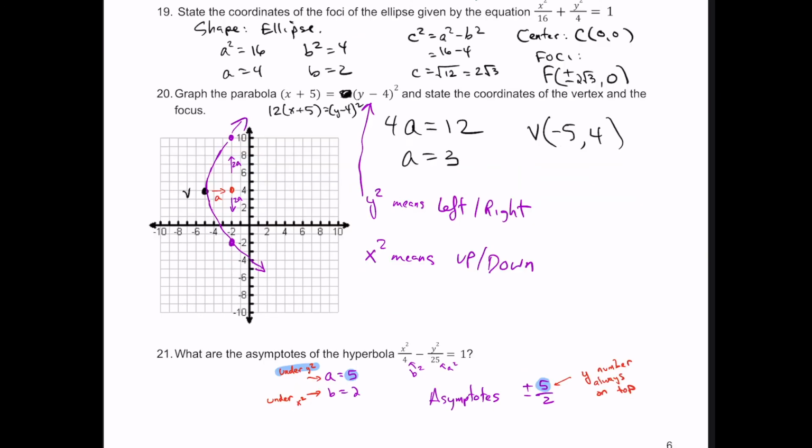All right, in number 20, I think I made a mistake, so I wanted to correct this here. The 12 should have been on the other side, because 4a always comes from the first power side. So 4a is 12, so a would be 3 if that 12 is on the other side. I did go ahead and find the vertex by factoring out the h and the k, so that's where I got that. Now, once you have a, this allows you to find the focus.